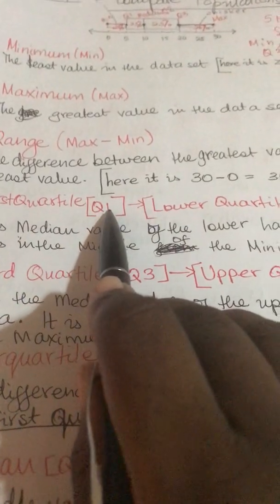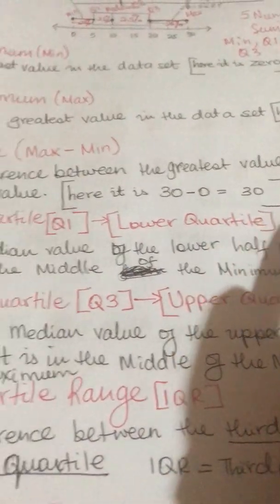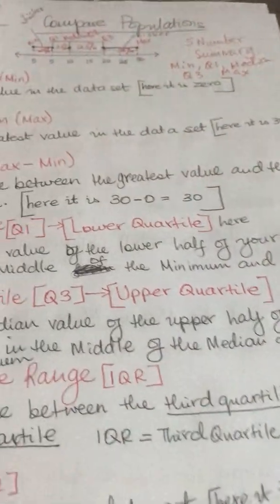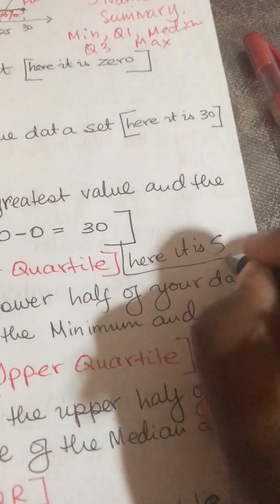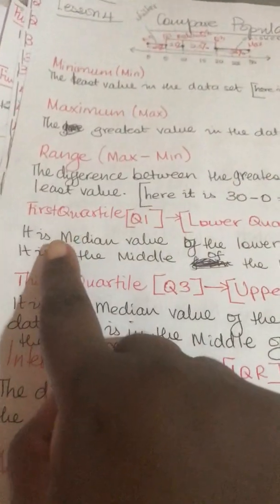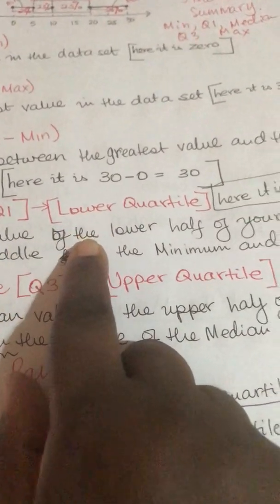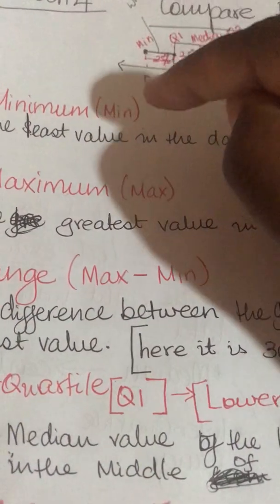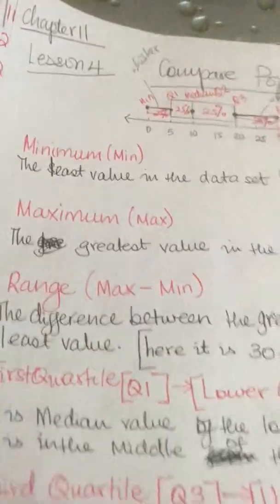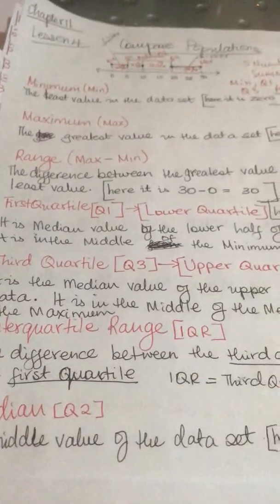The first quartile, or Q1, or lower quartile. Here, what is our lower quartile? Here it is 5. It is the median value of the lower half of your data. It is the middle of the minimum and the median. You go to the median and the minimum, the dot that is there between, that is your Q1. We will see how to make this when we have data. You will see just now.